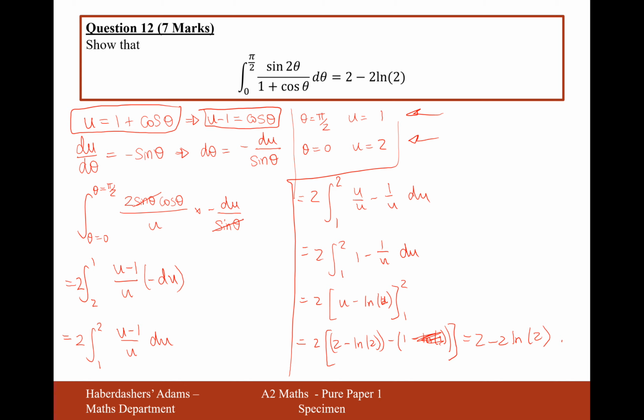Okay, so there we are. If you found that question pretty tricky, then maybe go back to the textbook and try some integration by substitution questions. Practice them until you become more familiar with them, and then maybe have a go at this question in a couple of days' time when you're feeling a little bit more confident about integration by substitution. It's a tricky topic and it does need a lot of practice.